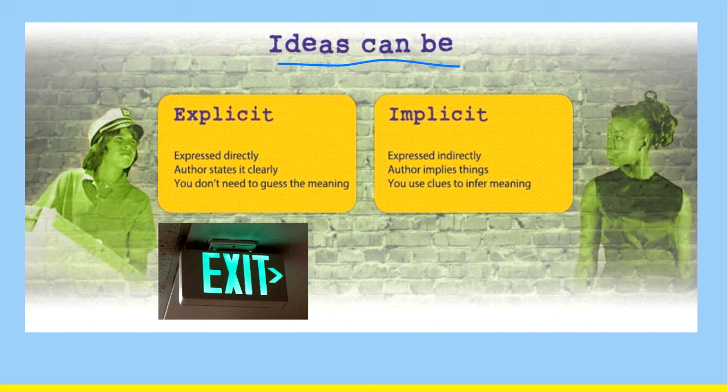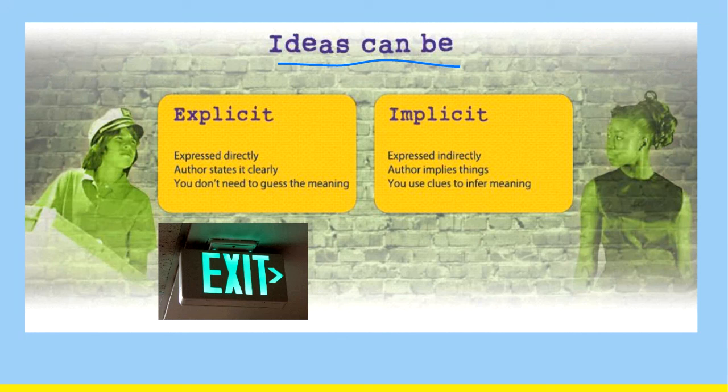Your explicit is expressed directly. The author states it clearly, and you don't need to guess the meaning. And my example for an explicit idea is an exit sign. Okay? It sounds like explicit. It's right there. It's directly in front of the door that you need to go out. So when you think of explicit, it's directly stated. It's right in front of you, just like an exit sign.